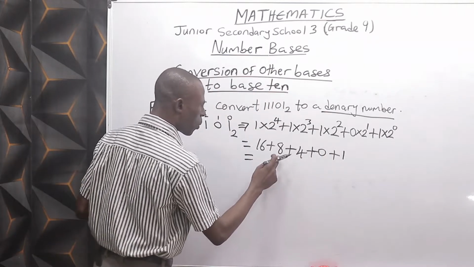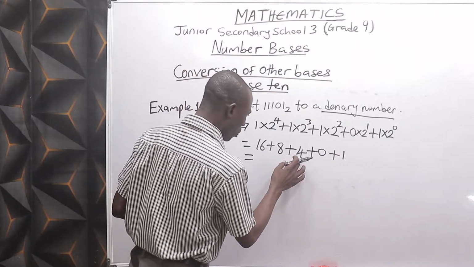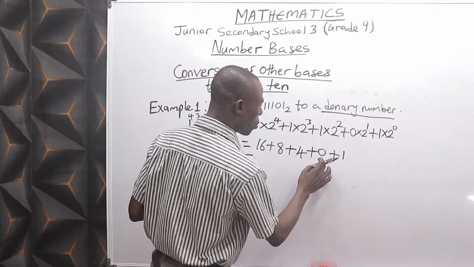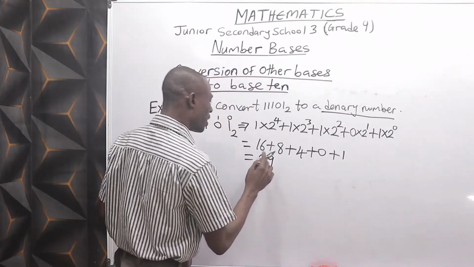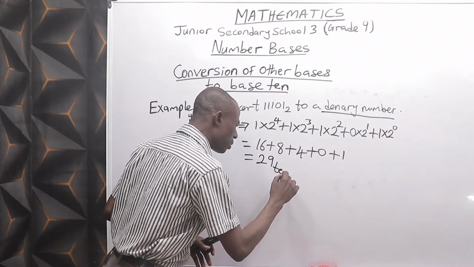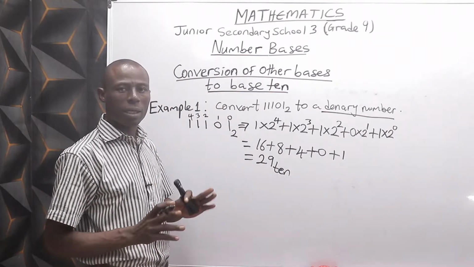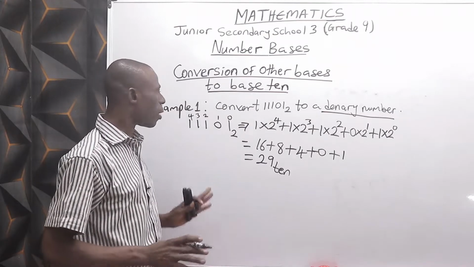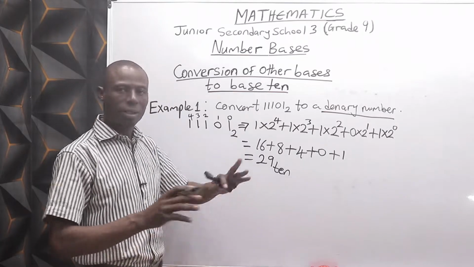So 16 plus 8, that is 24. 24 plus 4, yes, that is 28. 28 plus 0 plus 1, that is 29. So that is 29 base 10. If you like, you can put the base 10. And if you don't put anything there, the fact that you don't put anything there means it is in base 10. And that is how to convert a number from other bases to base 10.